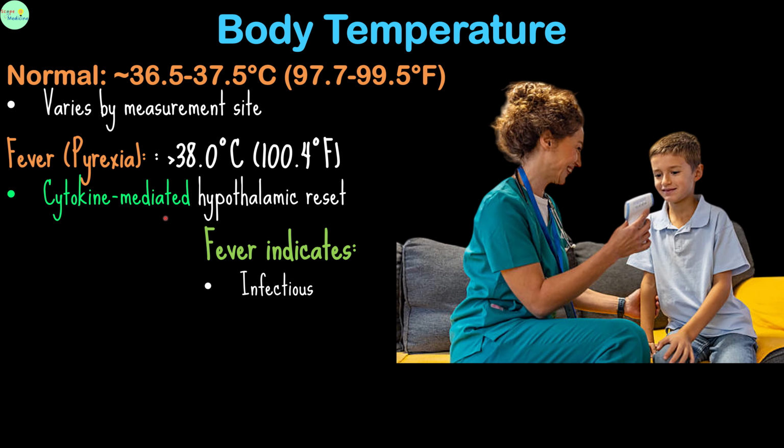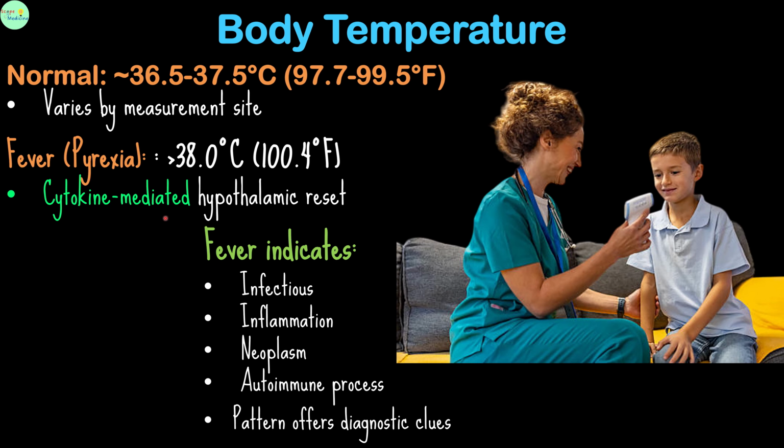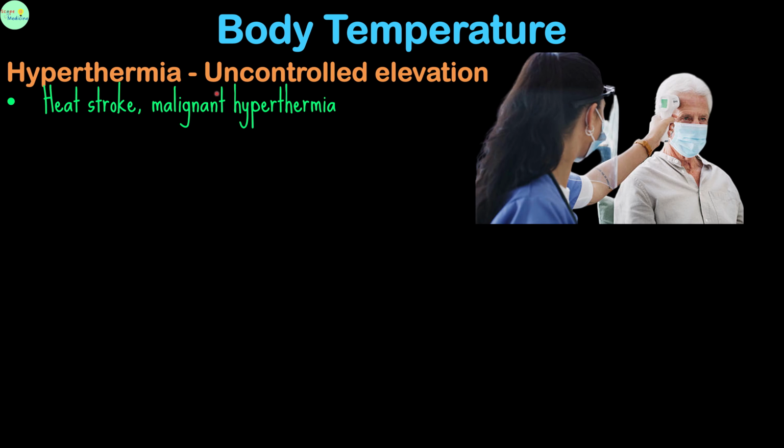Clinically, a fever indicates an underlying infectious, inflammatory, neoplastic, or autoimmune process. The pattern of the fever, whether it is continuous, intermittent, or remittent, can offer valuable diagnostic clues. It is distinct from hyperthermia, which is an uncontrolled temperature elevation, as seen in heat stroke or malignant hyperthermia due to a complete failure of the body's thermoregulation.